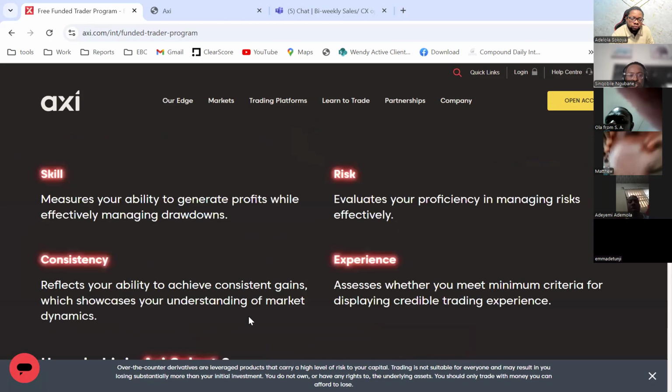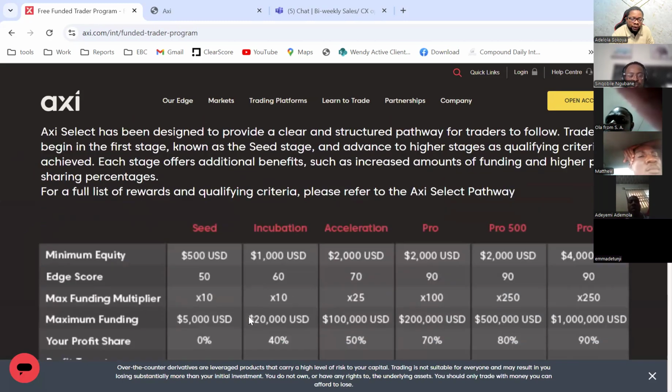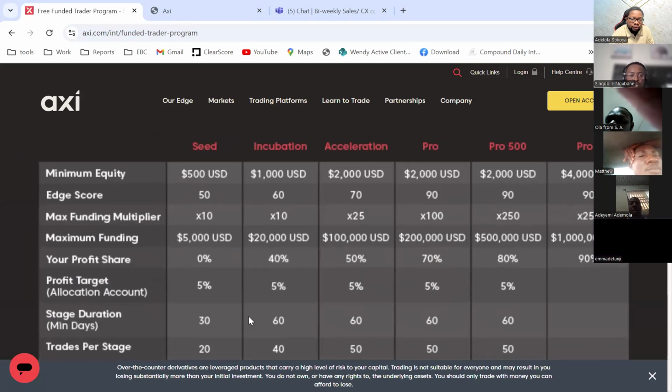Let me just go straight to the table so that you guys can see it. You can see my screen, right? Yes. So we have 6 levels, from Seed level to Pro M, Pro Million. To qualify, you can start with any amount, meaning that you can start with $50 if you meet all the requirements.